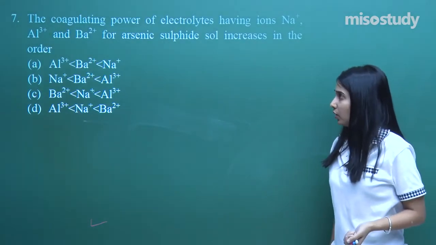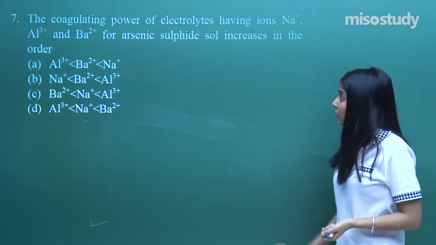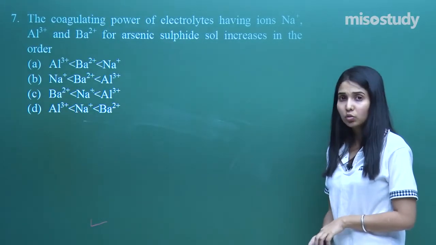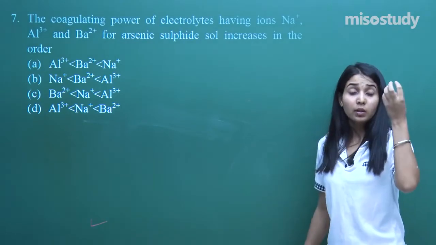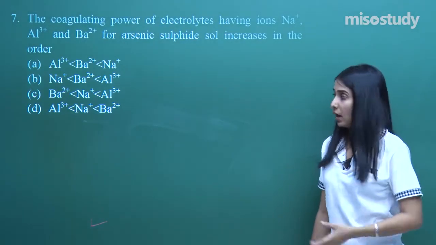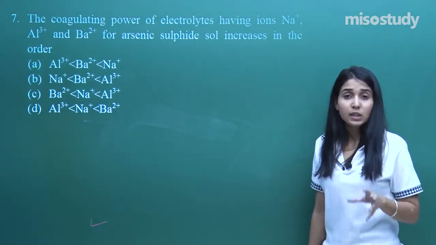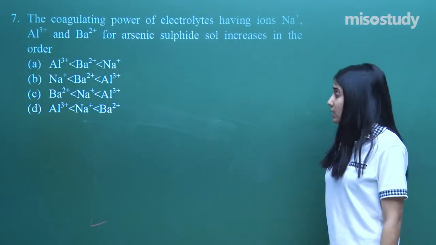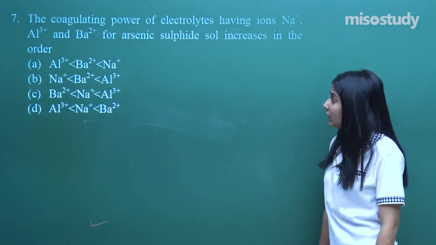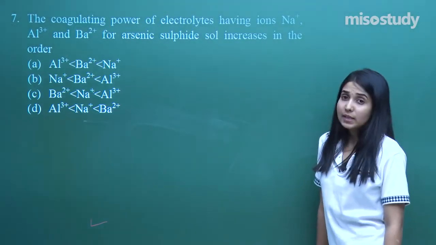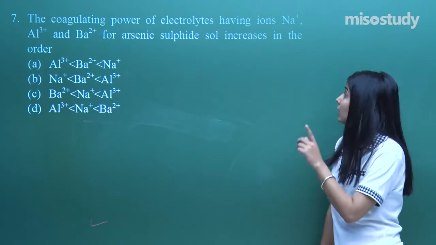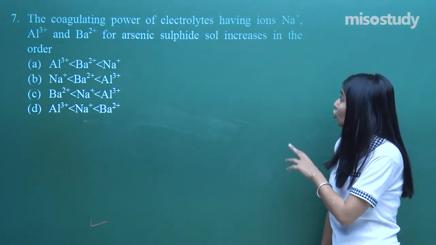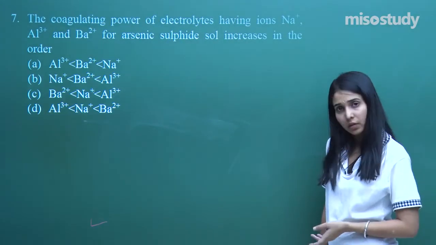Now this one would be your favorite and this one would be easy as well, because by far we have talked so much about your Hardy-Schulze rule. Even when I was giving you the theory lectures, I said that these are very easy, very interesting questions that you are going to see in your exam, right? Now what does it say? It says the coagulating power of electrolytes having the ions Na plus, Al 3 plus and barium for arsenic sulfide sol increases in the order, right?